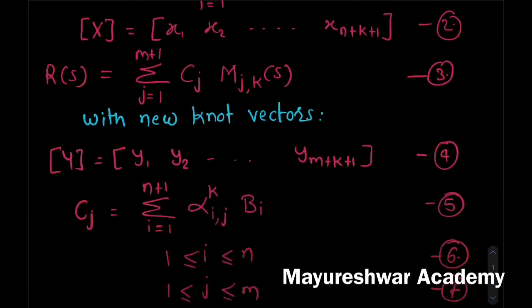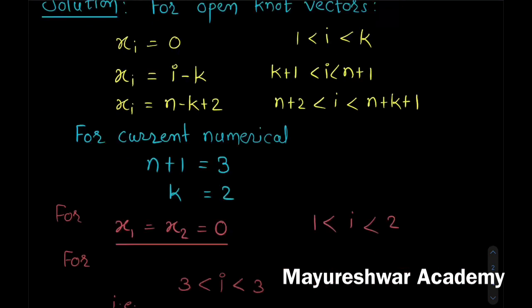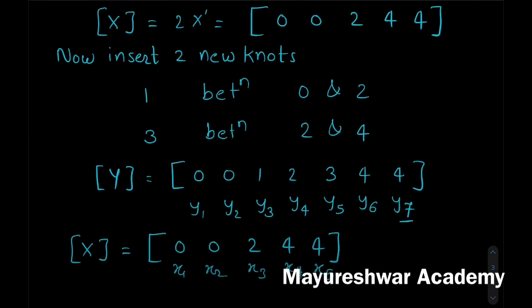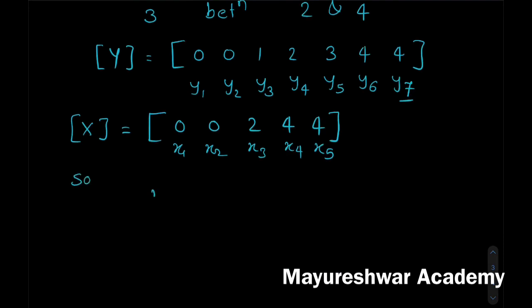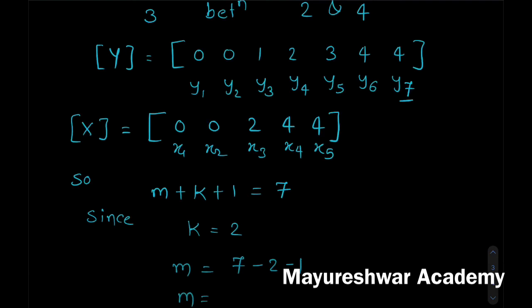In the formulation we have stated with the new knot vectors, the last value of y is m plus k plus 1. Okay, so naturally here we have got the last value as 7. So naturally this m plus k plus 1 is equal to 7. So in our case, since k is second order, m will be equal to 7 minus 2 minus 1. So this comes out to be 4. M is equal to 4.